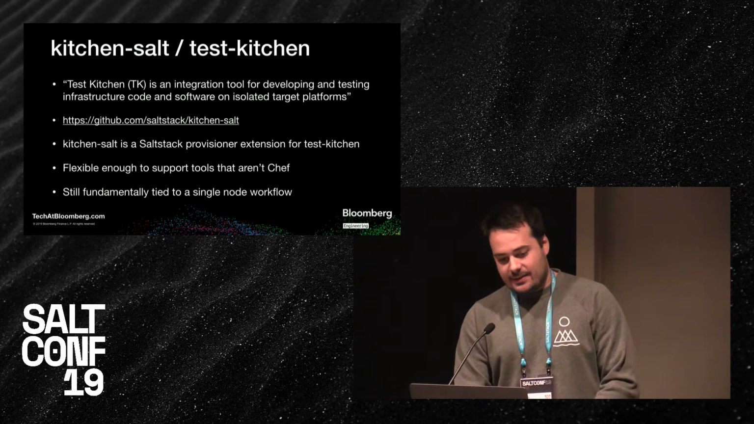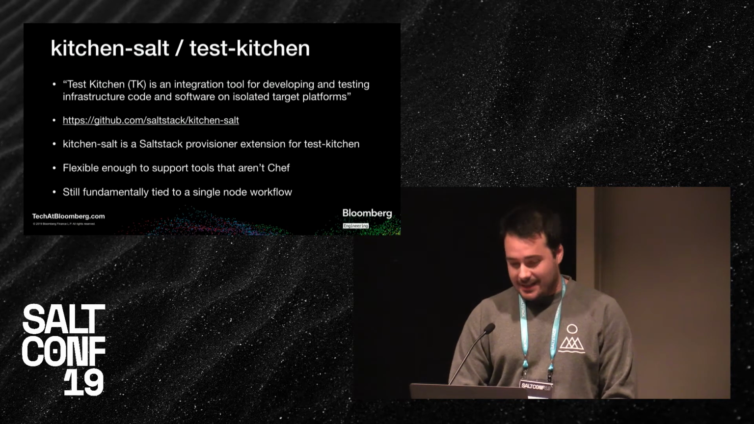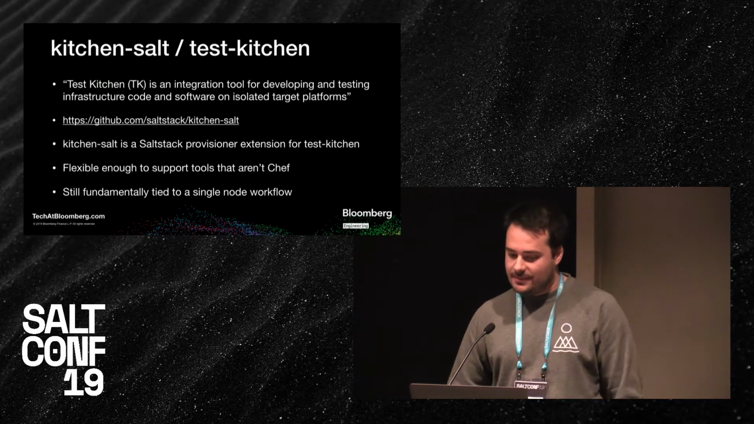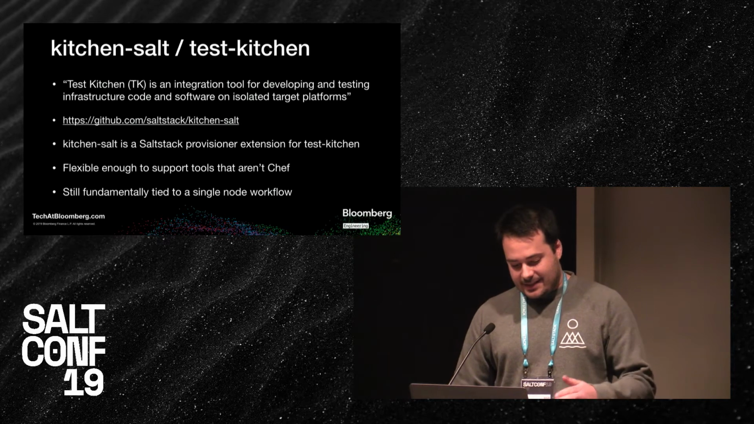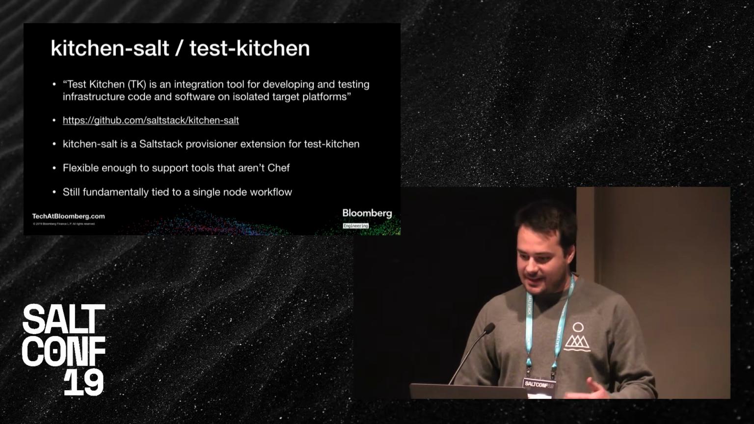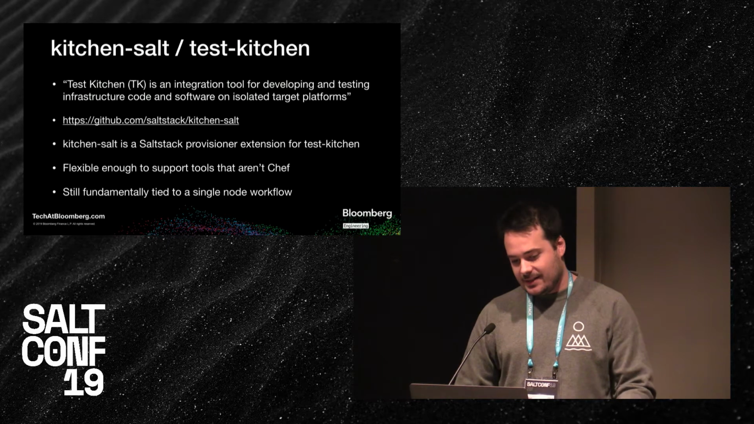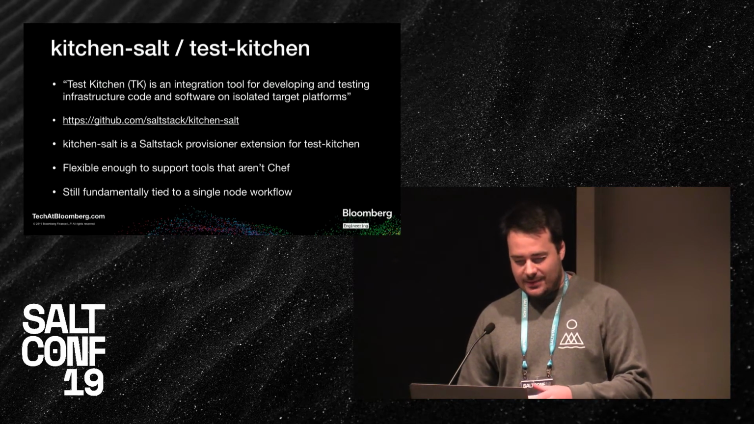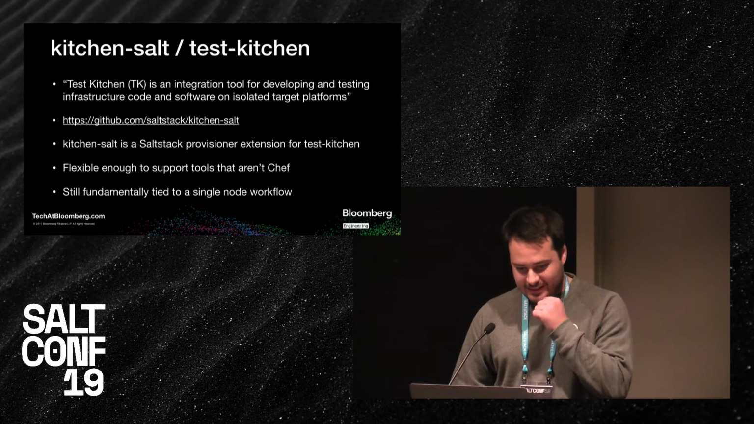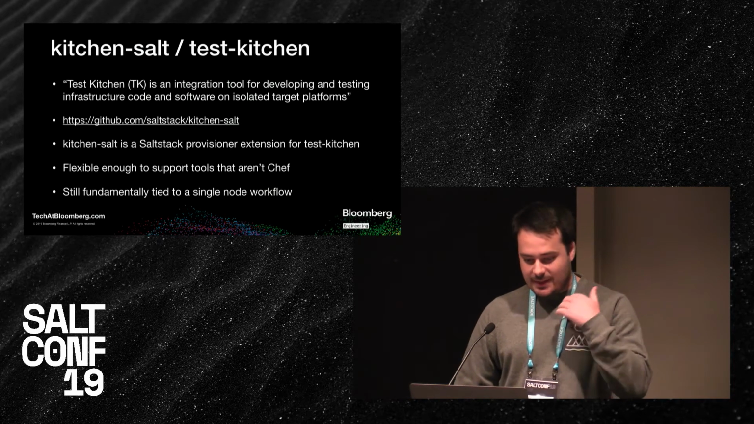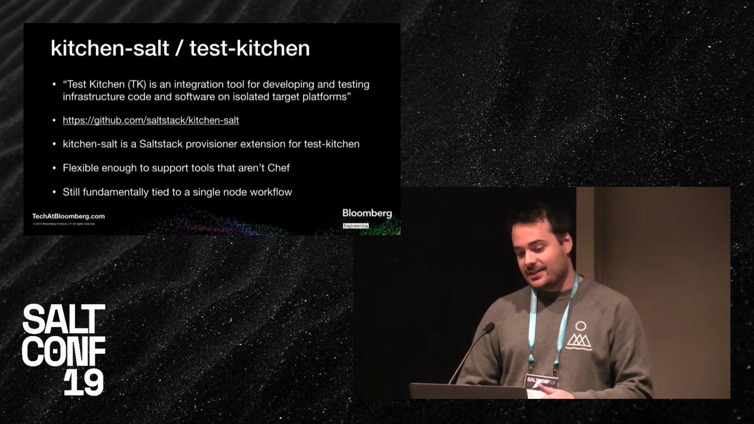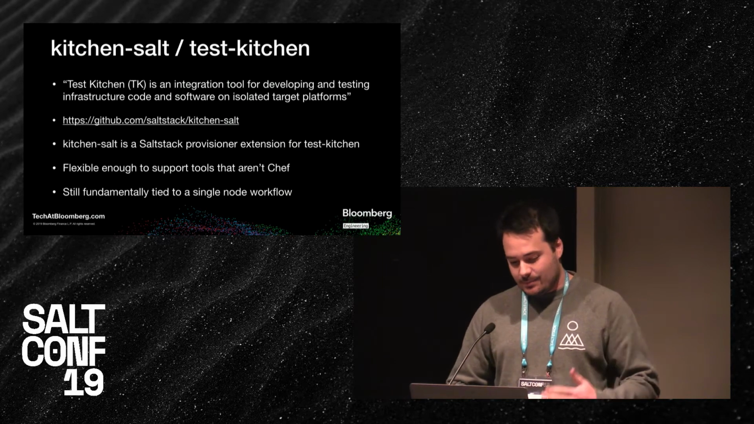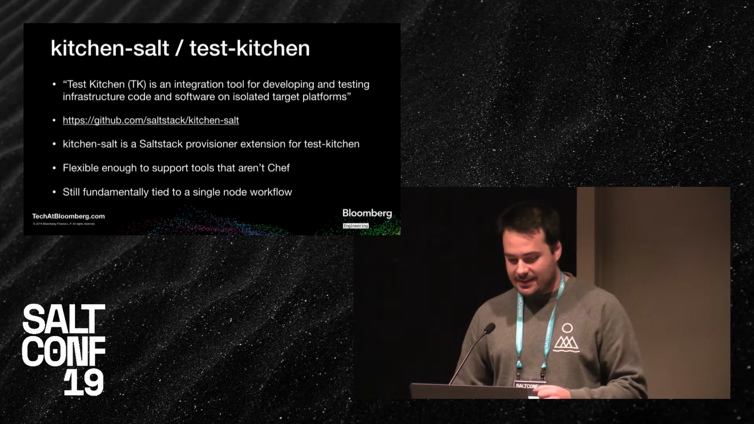The third thing we were looking at was Kitchen Salt, and to understand what that is, you have to know what Test Kitchen is. Test Kitchen is another tool that came out of the Chef community. It's basically a test harness for provisioning test instances, deploying your code, and then verifying or running your tests on them. Now, this was made by Seth Thomas back in the day. Kitchen Salt is a provisioner for Test Kitchen. What that does is it deploys Salt Minion to those provisioned machines that Test Kitchen spins up.